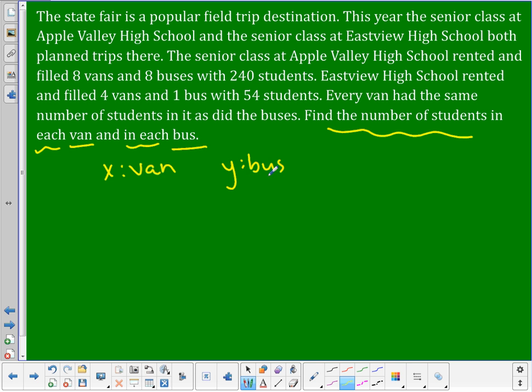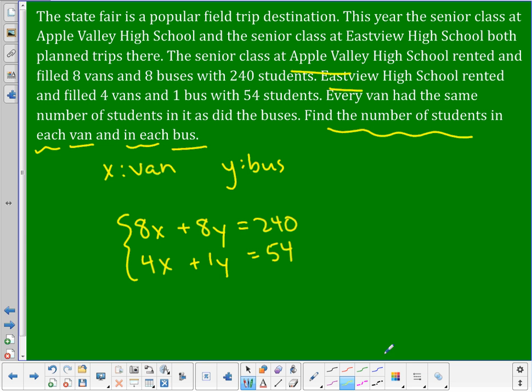Okay, so I have 2 schools that went. I need to write an equation for Apple Valley and I need to write an equation for Eastview. So my equation for Apple Valley is going to look like this. They filled 8 vans and 8 buses to give me 240 students. My equation for Eastview looks like this. They filled 4 vans and 1 bus to give me 54 students, to take 54 students to the fair. There's my system. Now I need to solve it.